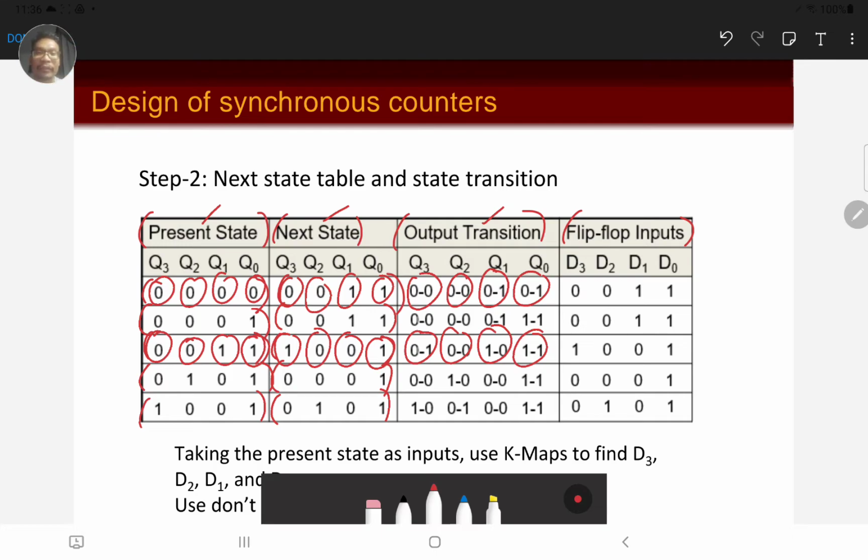And once we have the output transition, we know that a D flip-flop is going to follow the next state transition. So here is in fact equal to here. 3 equals 3, 9 equals 9, 1 equals 1, and 5 equals 5, simply because we want the output of the flip-flop to be the next state.